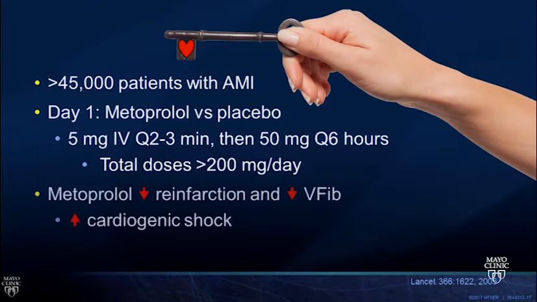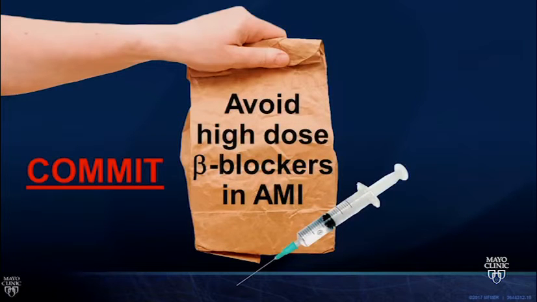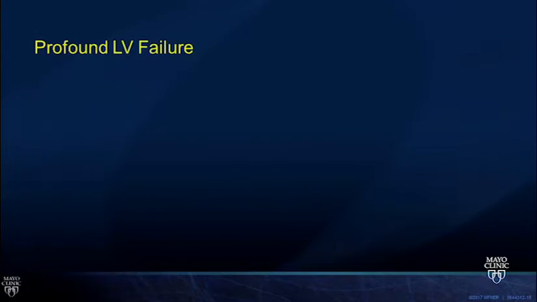And while they were able to reduce reinfarction and VFib, there was an increased risk of cardiogenic shock. So the take-home point from the trial is that you want to avoid these very high-dose protocolized IV beta blockers in acute myocardial infarction. It does not say that you can't give a beta blocker in the setting of an acute infarct, but you have to be careful and put on your thinking cap when you do so.